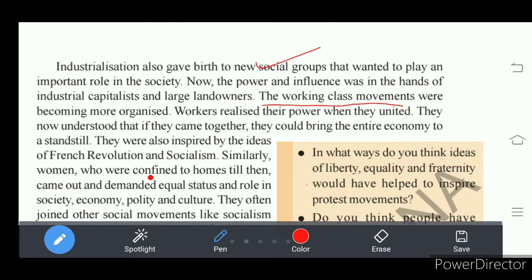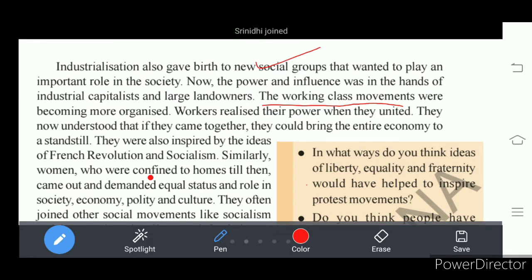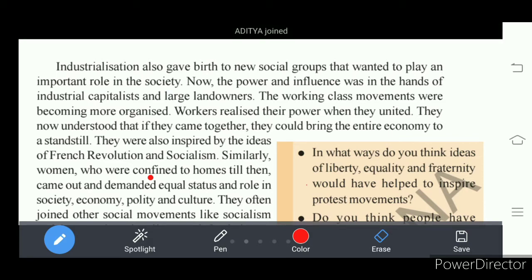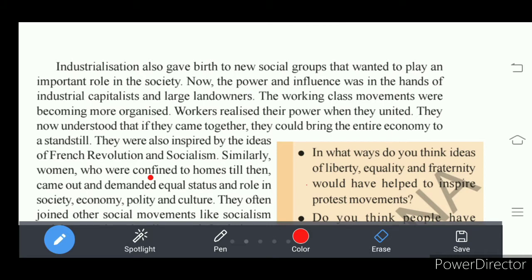A standstill means stoppage. That means production cannot be done without the participation of workers. Workers are essential in the process of production. So without them, there is no production. This is identified by workers when they are united. And to get unity among the workers, the ideals of the French Revolution, that is liberty, equality, and fraternity, inspired the workers. And a new ideology started around the same time, that is socialism.